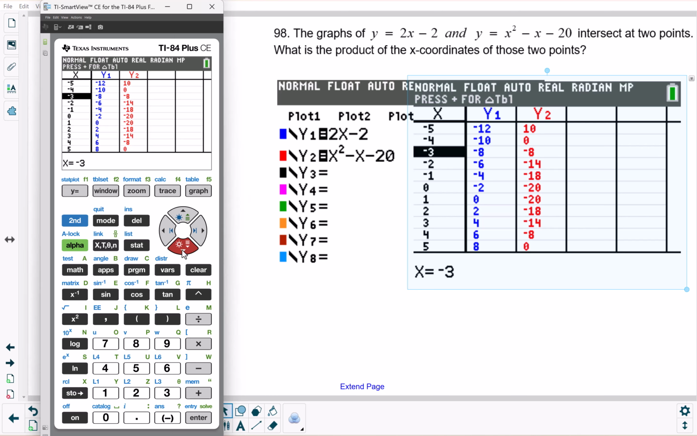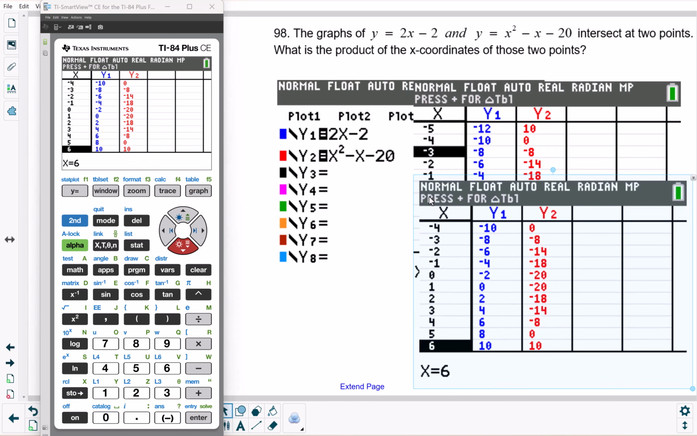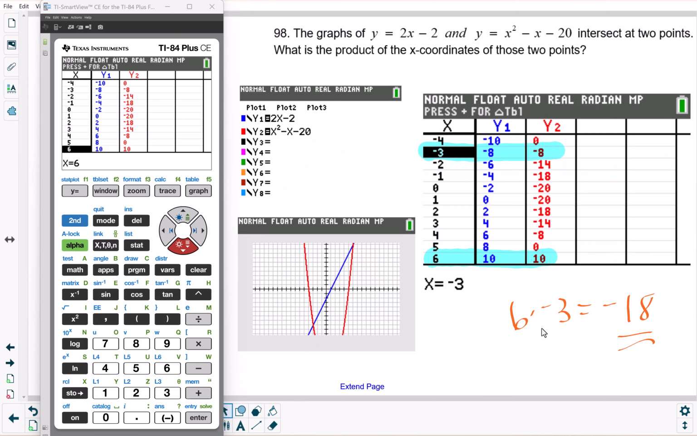And arrowing down, still not equal, but there we go at +6. They definitely are the same. So this is where they're equal. So I'm solving by table. And so again, +6 times -3 is -18. So a second way, graphically by table, pause as needed.